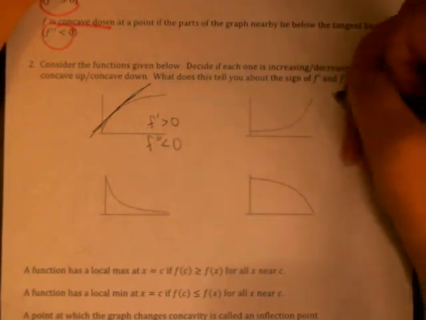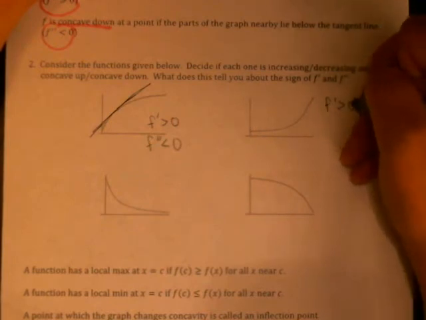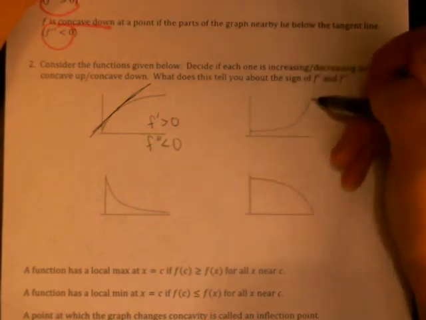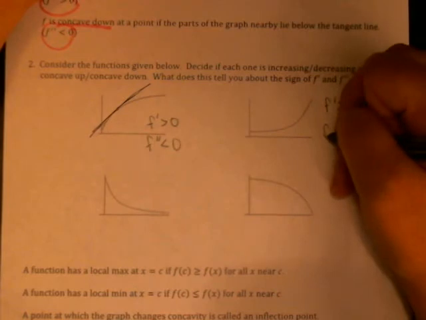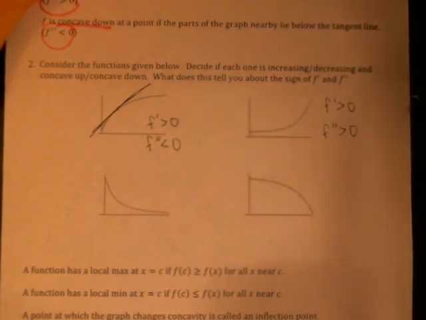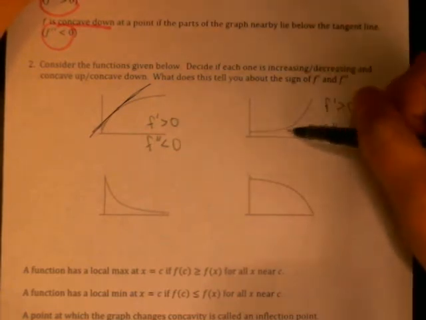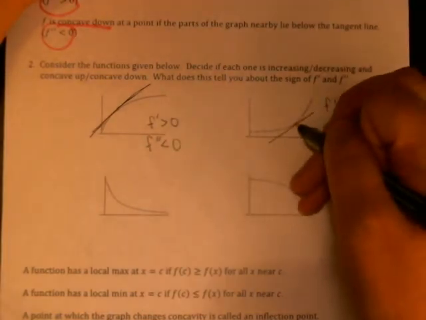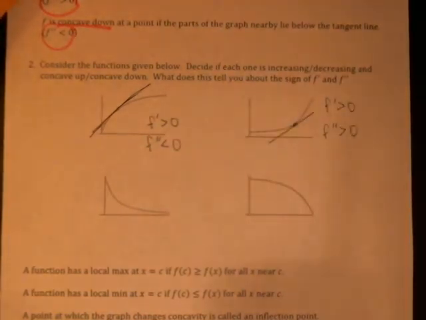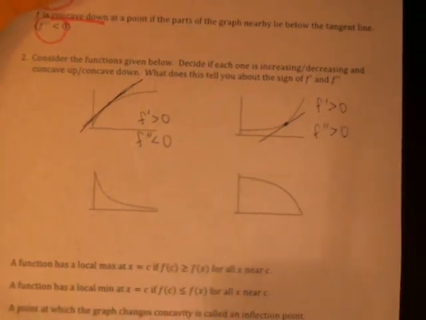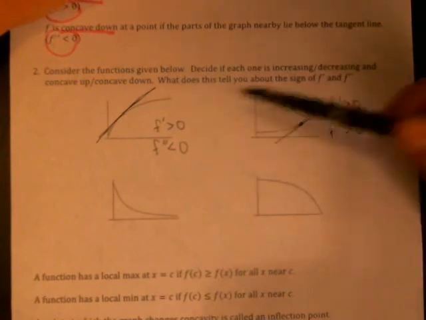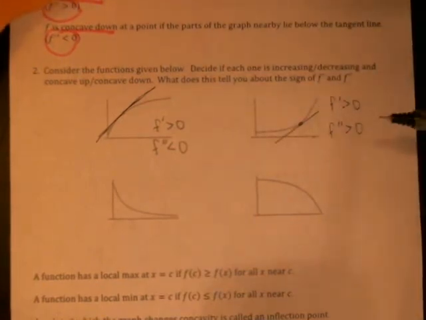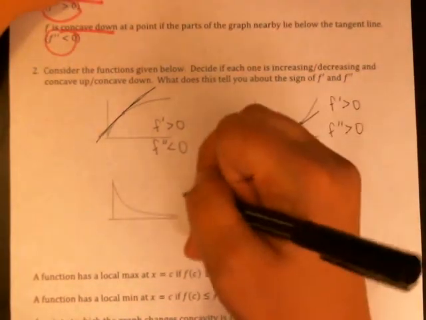This one is also increasing, but now it's getting steeper as we go. Slopes are getting bigger, so this is concave up. And again, you can say slopes are getting bigger, I see an upward bend, or I see that the function lies above its tangent line. All of those would say concave up. So we have increasing concave down, increasing concave up, and then this one is decreasing.